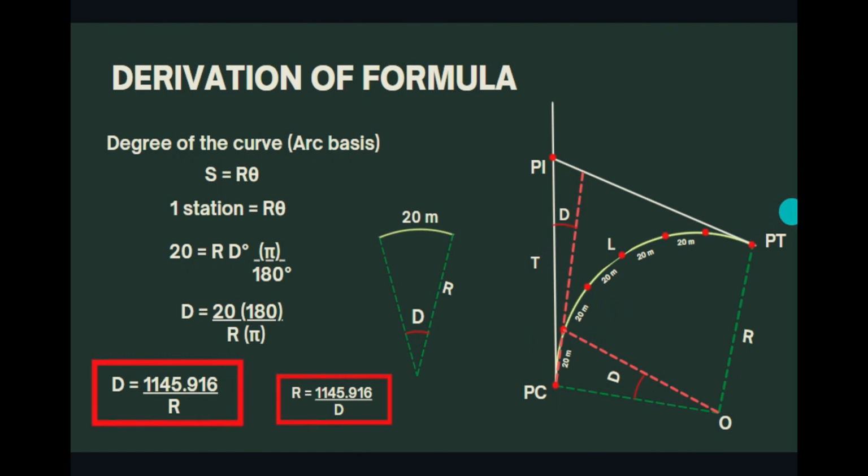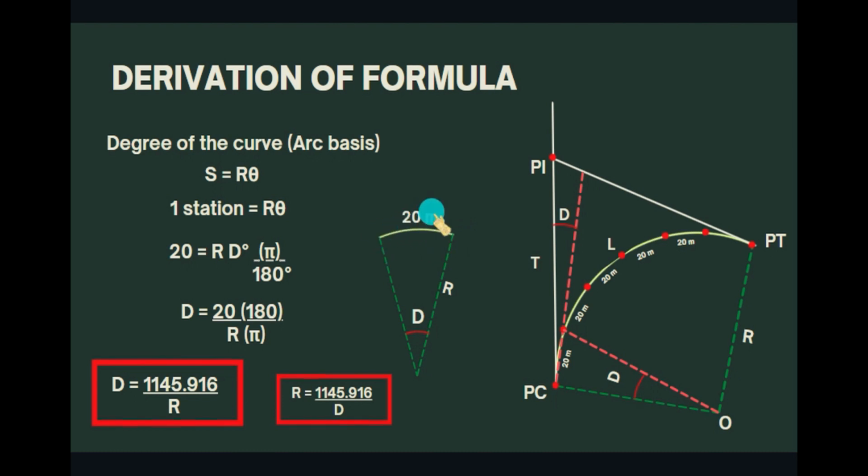So again, we have two different approaches in computing for the D. First, we have the arc basis. So with this, we have a value of the radius for every degree of curvature in a fixed length of arc, which is equal to 1 station. So 1 station is equal to 20 meters.